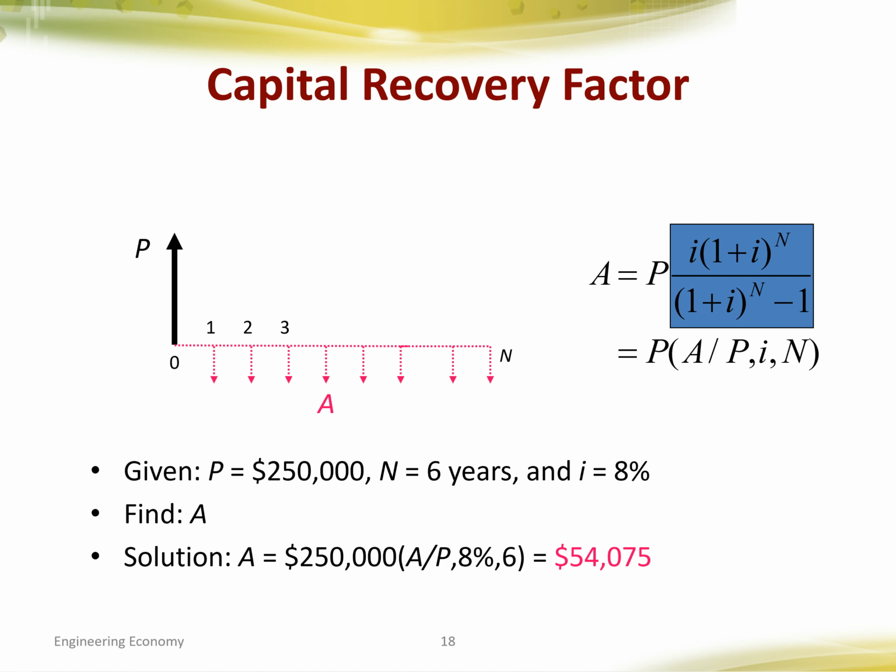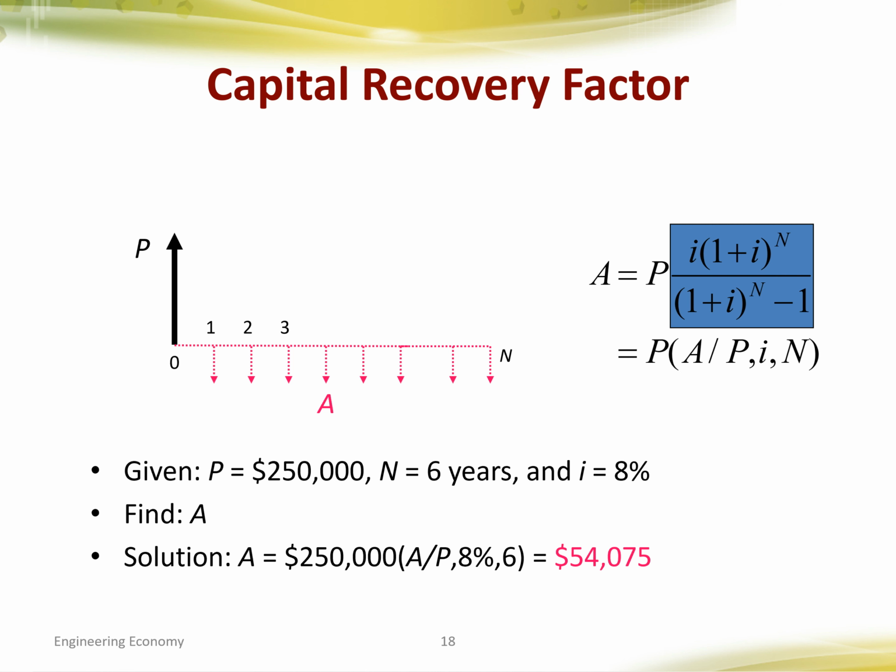So there's also an example there. Given P equal to 250,000 and N equal to 6 and I equals to 8%. We want to find A, and the solution will be 250,000 times the coefficient, which comes to 54,075 for the 6-year period. Every time you pay this amount.